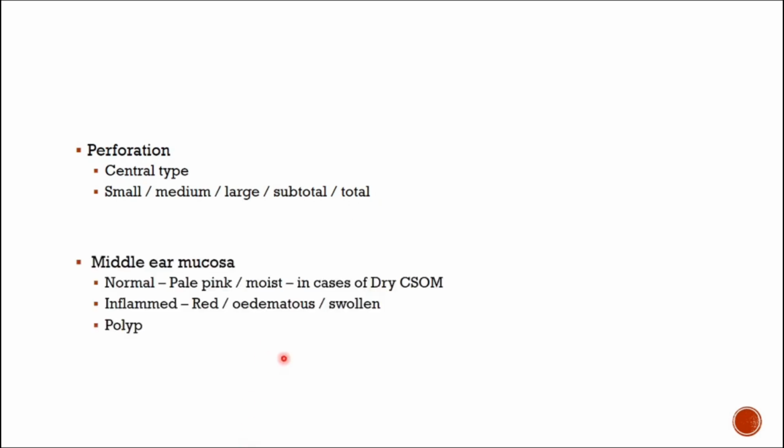So coming to the middle ear mucosa, I already discussed. In inactive cases, it can be normal. It will be pale pink and a little bit moist also. So that is seen in dry CSOM. And in active cases, you can see an inflammation of the middle ear mucosa characterized by congestion, edema, and if you see by otoscopic examination, it will appear like velvet. And polyp is usually seen in attico-antral disease, but in some cases of safe type of CSOM also, polyp can be seen. Okay.